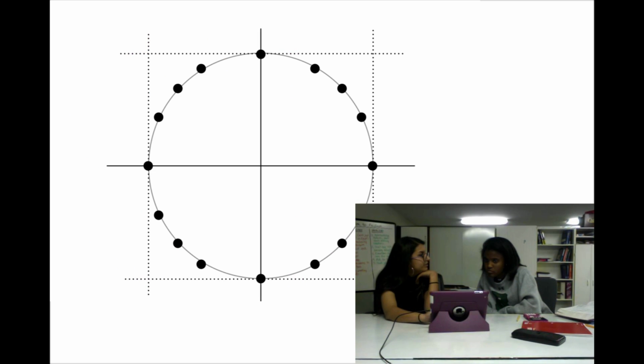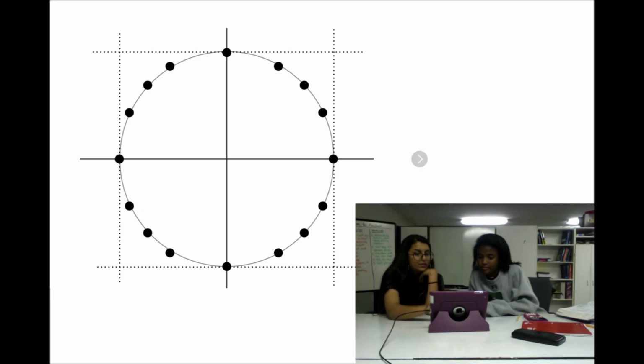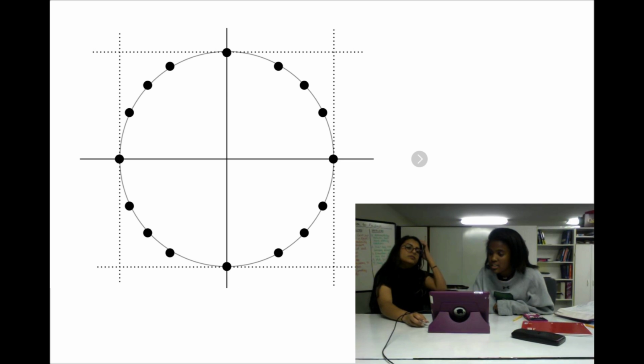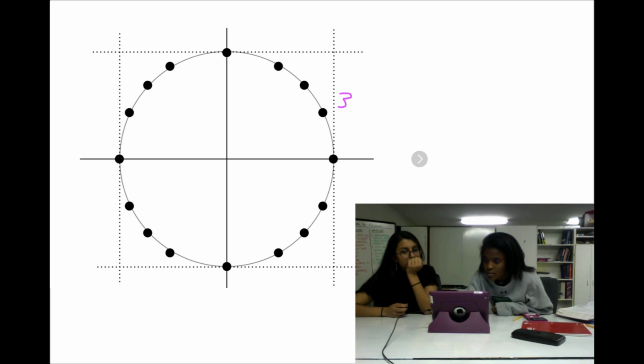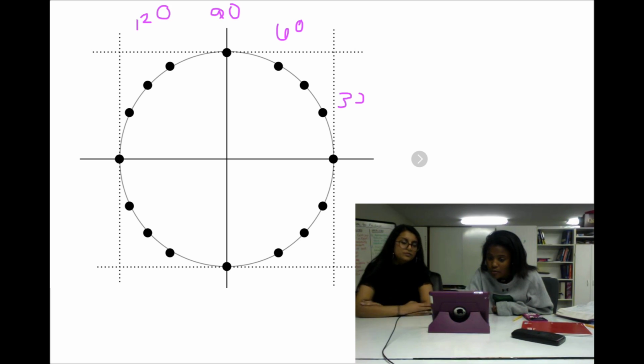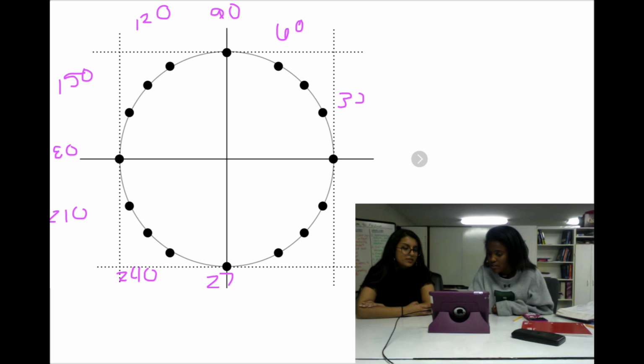All right, your turn. Okay. Alright, so here you go, I'm gonna let you write on here. So start with the 30s. So this is 30, 60, 90, 120, 150, 180, 210, 240, 270, 300, and then 330, and that would be 360.